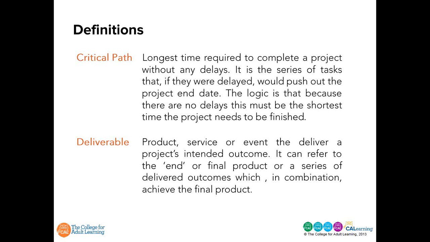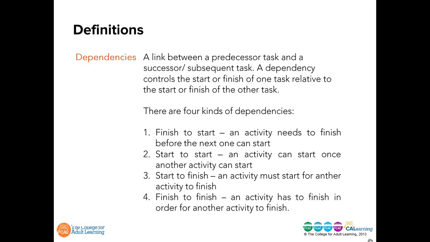Dependencies. This is a link between a predecessor task and a successor or subsequent task. A dependency controls the start or finish of one task relative to the start or finish of another. 4 types of dependencies. Finish to start, an activity needs to finish before the next one can start. Start to start, an activity can start once another activity has started. Start to finish, an activity must finish before another activity can finish. And finish to finish, an activity has to finish in order for another activity to finish.